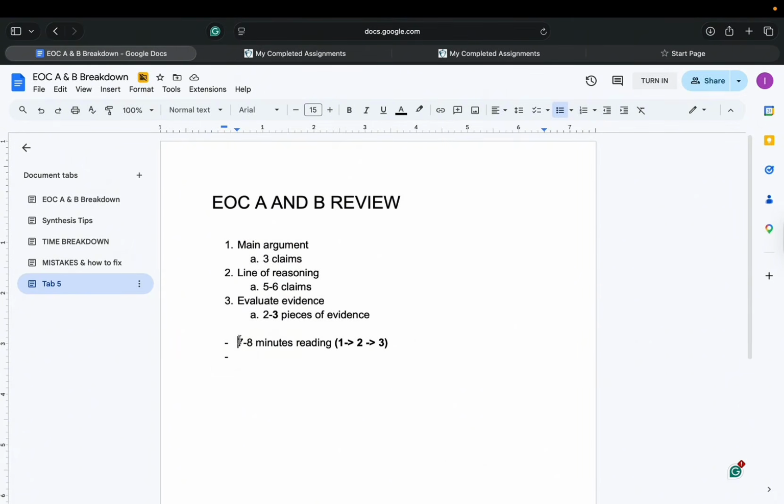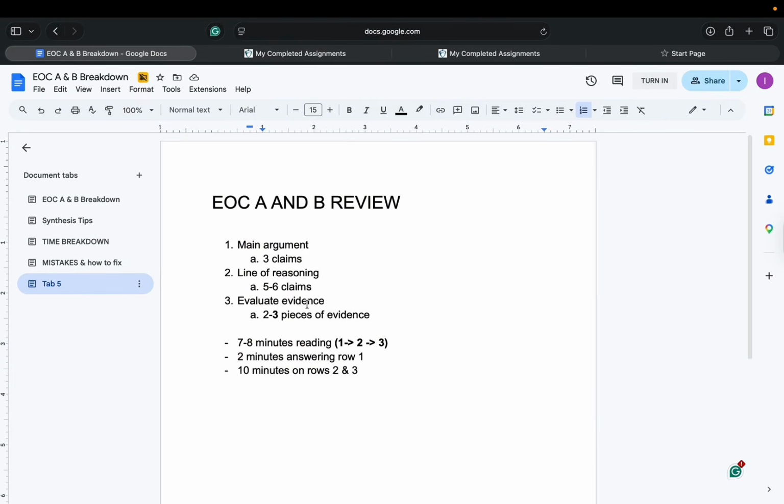So I spend 7 to 8 minutes reading. I spend approximately 2 minutes answering row 1, and then I spend 10 minutes on rows 2 and 3. Yeah, so with that being said, this will pretty much add up to 30 minutes because this is 20 minutes. So yeah, let's get right into the actual EOC A.